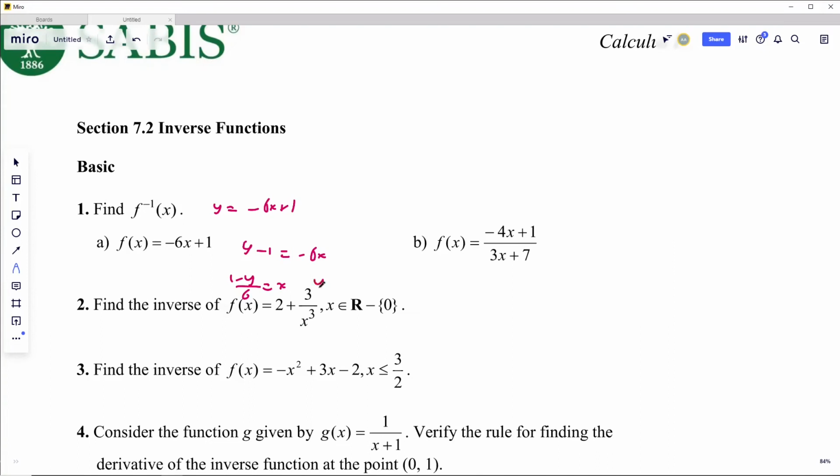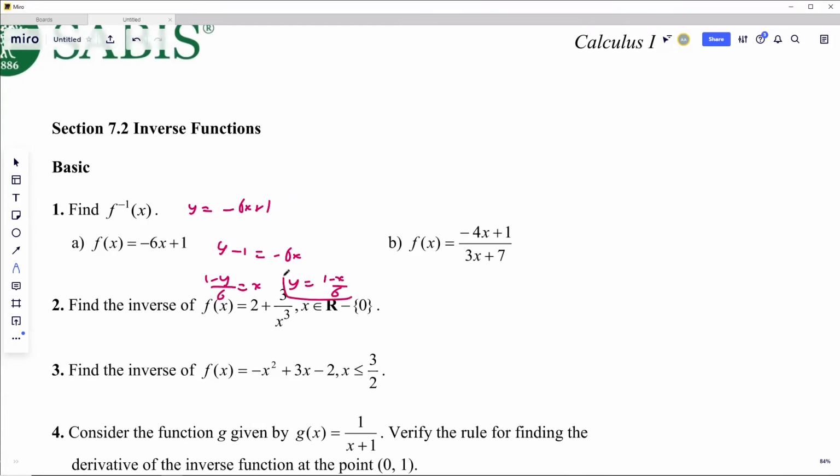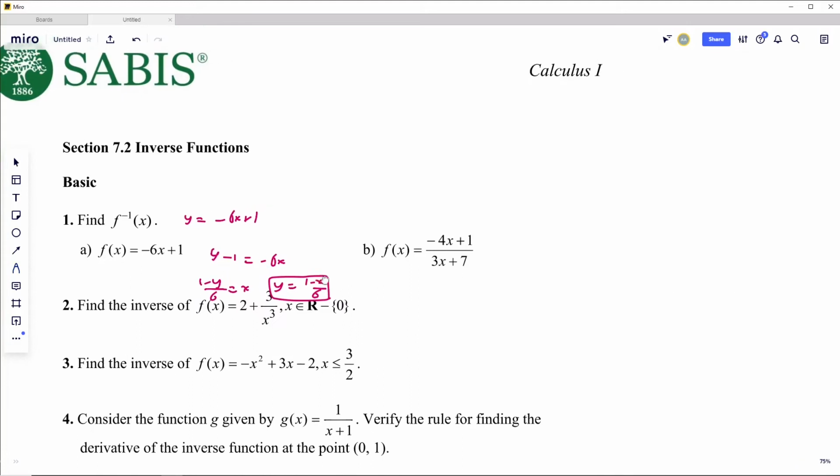Interchange. So y equals 1 minus x over 6. And you're done. You want to divide by 6, it's fine. 1 over 6 minus 1 over 6x will give you the same answer.